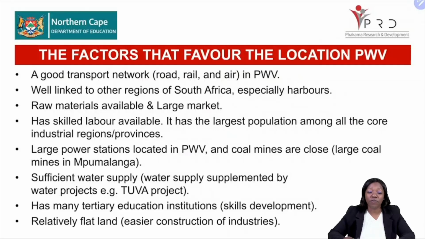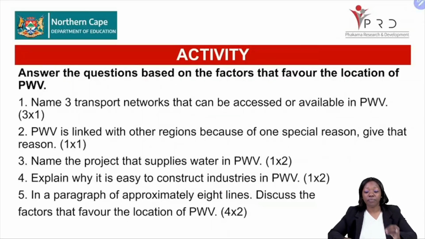So PWV, most of its land is flat. Therefore it is available for construction, and it is also affordable. So it also becomes a favoring factor. Then our activity says: answer the questions based on the factors that favor the location of PWV.